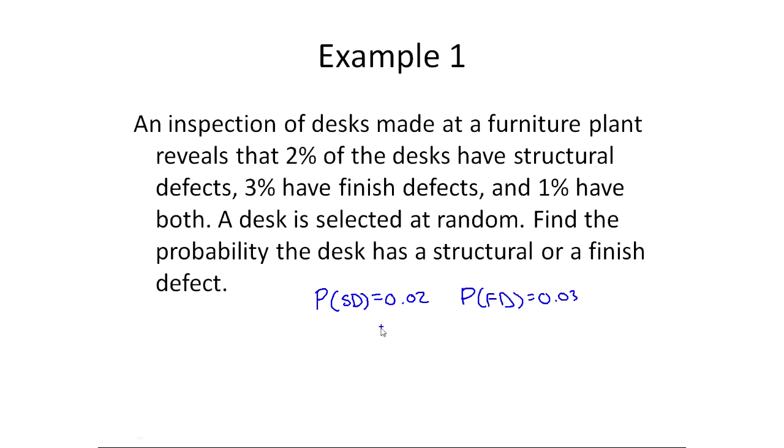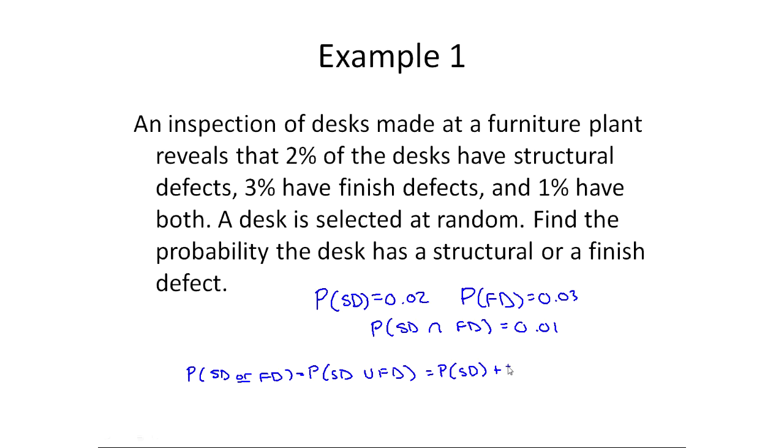And 1% have both. So the way you could think about that is that's the probability of structural defect and, or intersect, a finished defect would be 0.01. It says find the probability the desk you randomly select has a structural or a finish defect. So this is asking for probability of SD or FD. So remember, OR is essentially the union. And applying the formula from just a minute ago, this is probability of SD plus probability of FD. So first event plus second event minus the third event, the intersection of the two.